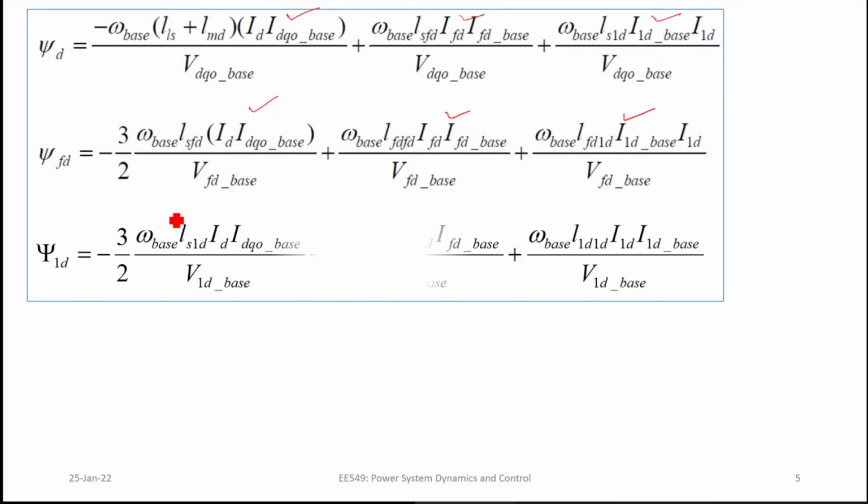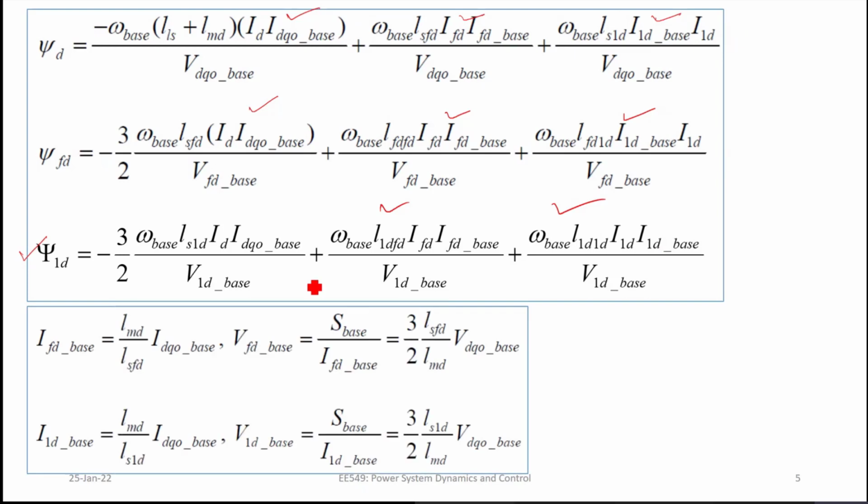Okay. And similarly the psi 1D equation I can write, that will be minus 3 by 2, because lambda 1D base will be nothing but V1D base by omega base. So therefore omega base will go to the numerator, so it will become omega base LS1D IDQ base by V1D base. Similarly, all these terms, the second and third terms, can be written. So I hope you understood these equations. So now I will go ahead.